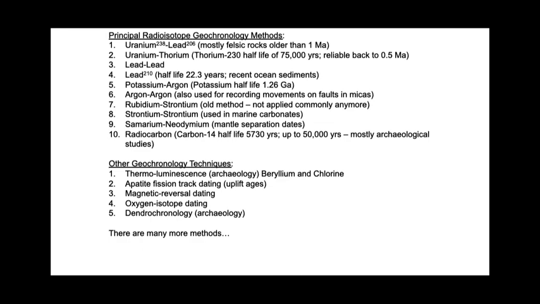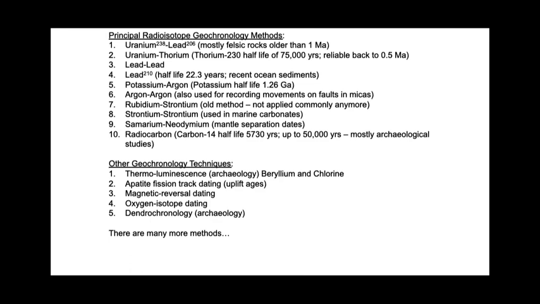So what are the types that we actually use? So uranium-238, lead-206 is pretty good for any rocks that are over 1 million years. It's good all the way back to the age of the Earth, in fact. Uranium-thorium is another one that's pretty good all the way back to about 500,000 years, but you can get as young as 75,000 years. There are lead-lead age dating techniques. Lead-210 is one that the USGS uses for sediments, coastal sediments.